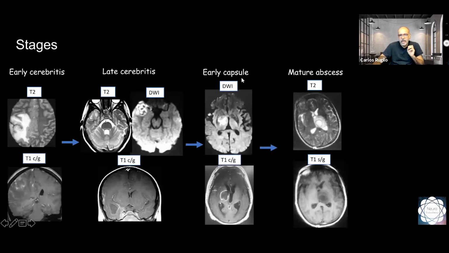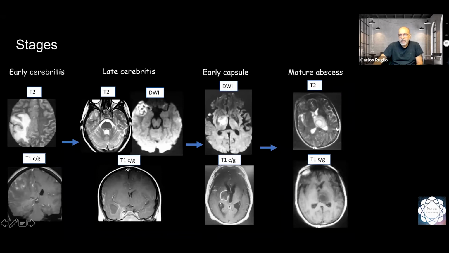Then we have the early capsule stage with more consistent restriction and diffusion in the center of the lesion, and a very thin layer of peripheral enhancement, which tends to be thinner at the ventricular border of the abscesses, and that's why they tend to rupture to the ventricles. Some of these lesions may have umbilications and daughter abscesses. And finally, the mature abscess.